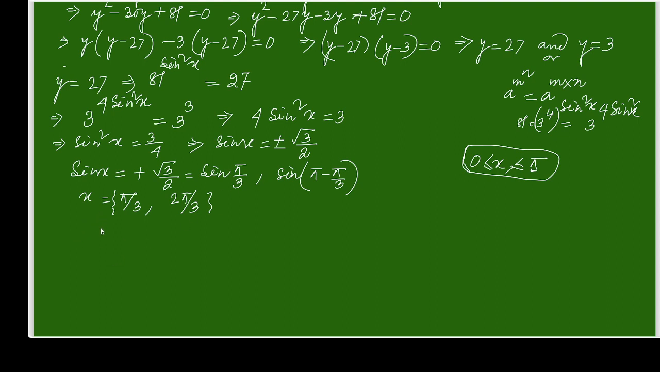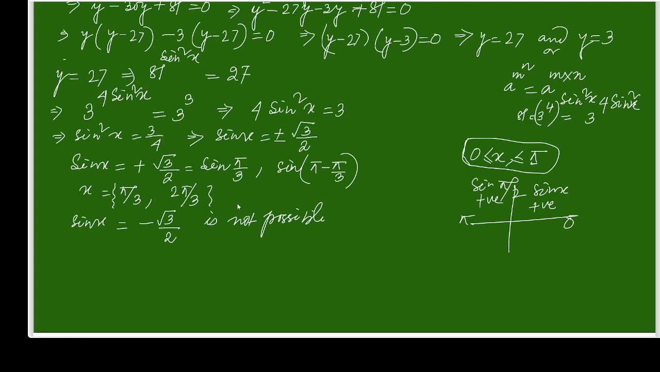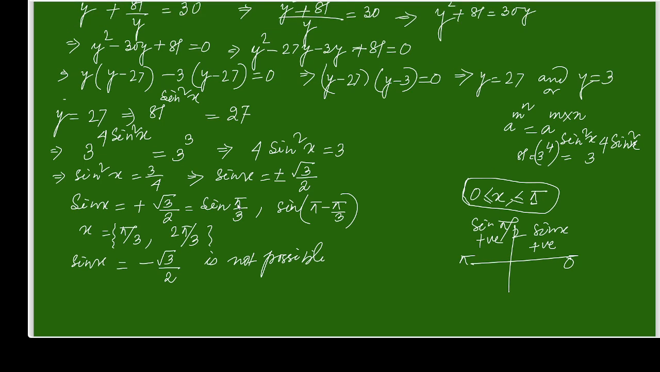Now coming to negative, sine x is equal to negative root 3 by 2. Sine x is never negative in this interval. It is not possible, because from 0 to pi sine x is positive. Here also sine x is positive. So it is not possible. Now coming to the other one. So we got one value.